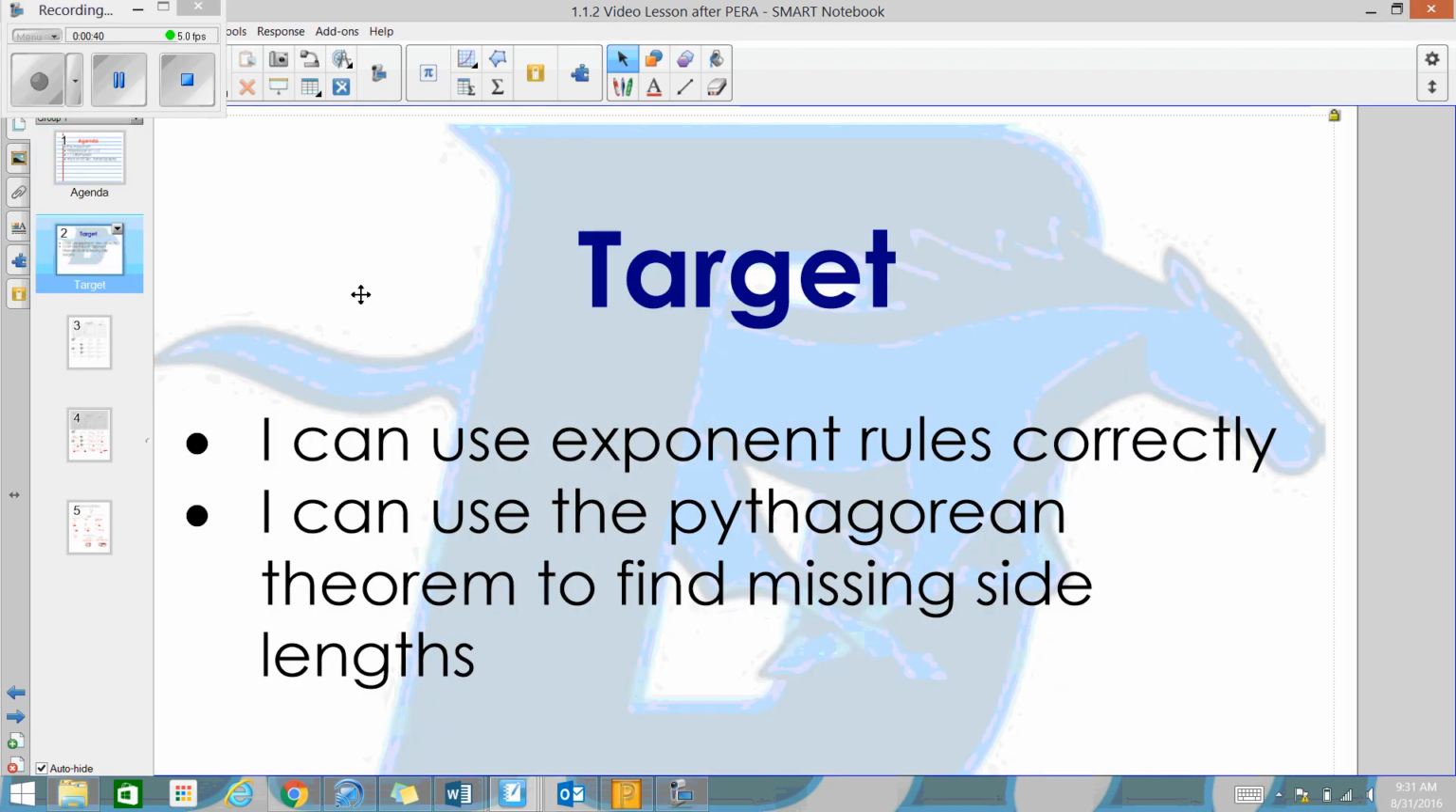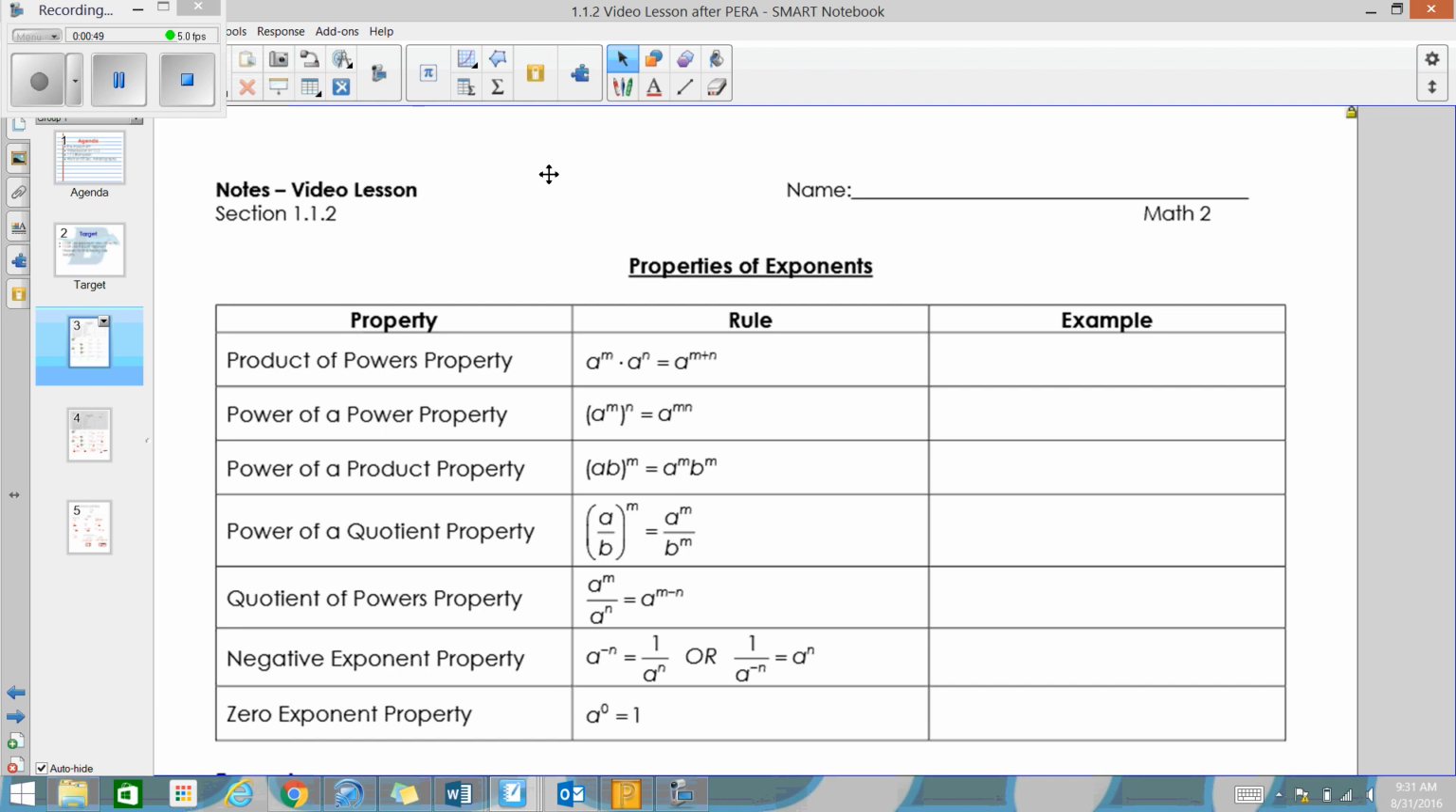So our target today is you're going to be able to use exponent rules correctly, and use the Pythagorean theorem to find missing side lengths. So we're going to be using those two things today. On your note sheet, you see the rules here: product of powers, power to a power, power of a product, all of these. All right, so the rule is there. I'm going to add in a couple extra things. We're going to start with the first one, product of powers.